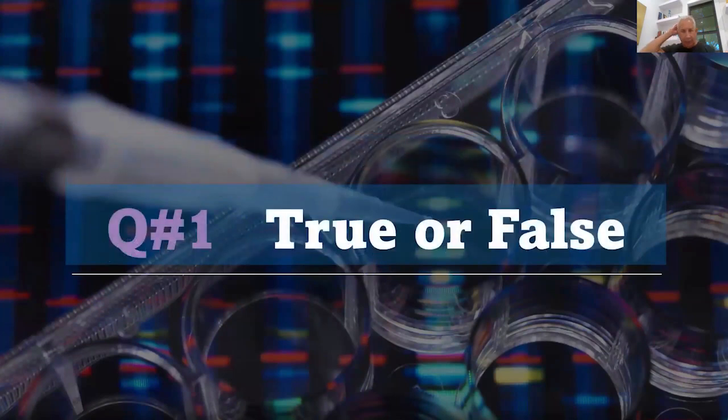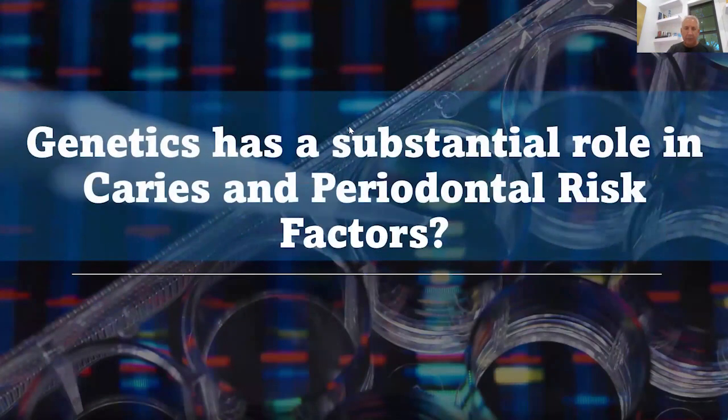So we're going to go to a quiz. And the quiz question is going to come up on your screen right now. So Beth is going to show this, and I want you all to answer this. Genetics, true or false, has a substantial role in both caries and periodontal risk factors. Not a trick, true or false. I want you to vote. We won't know who you are. It's just a true or false.